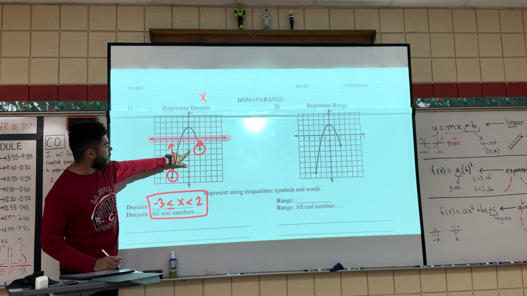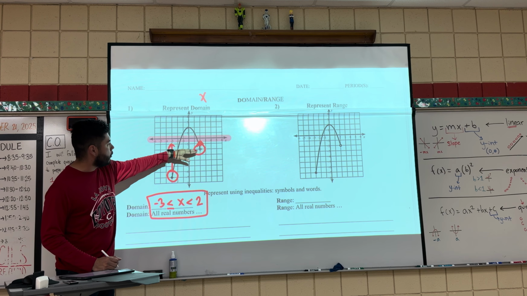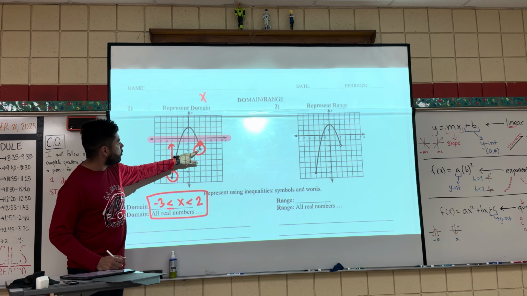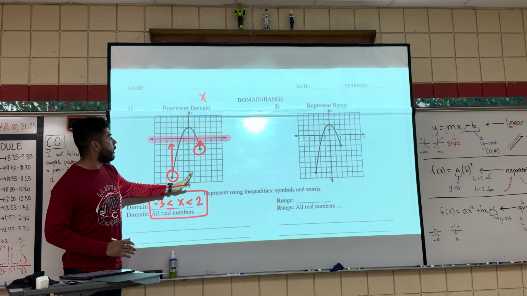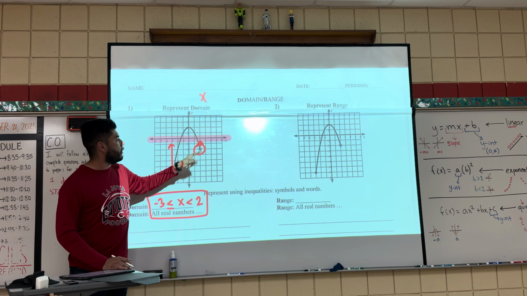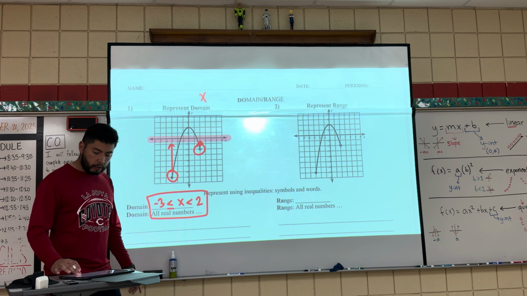At 2, this one, not this one, guys. Forget about this one. We're only looking at the x. So it's 2. Some of you might put -2. We're not using y, we're using x. So at 2, there it is.